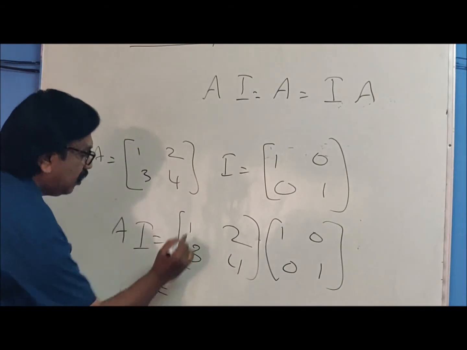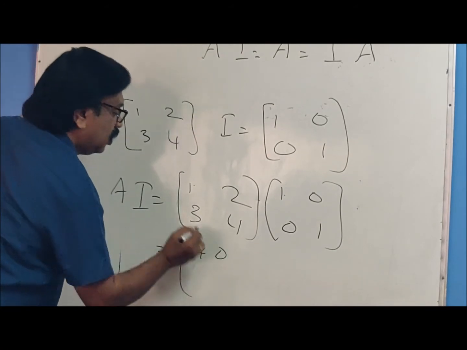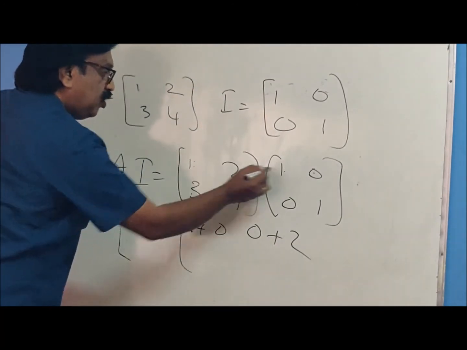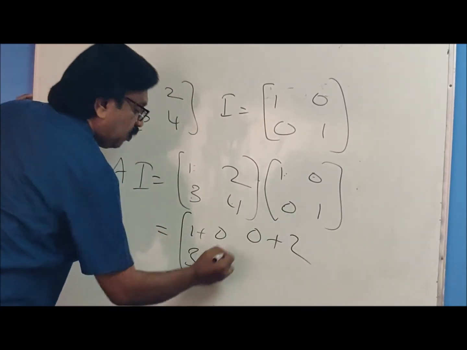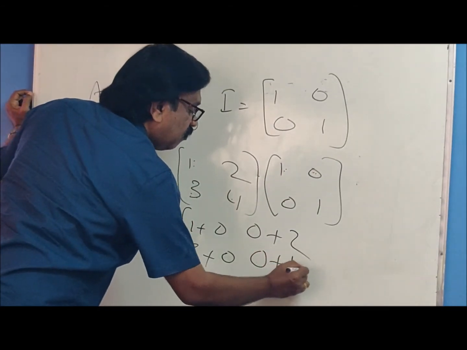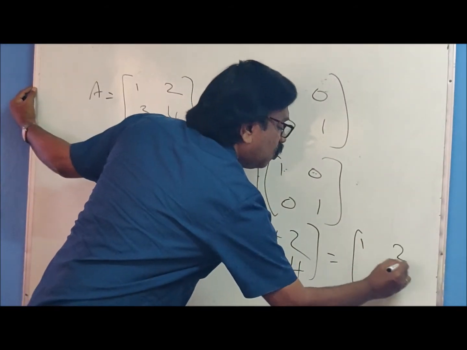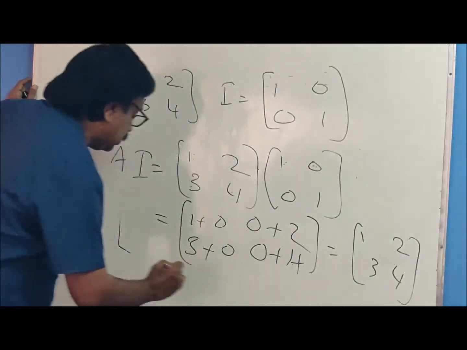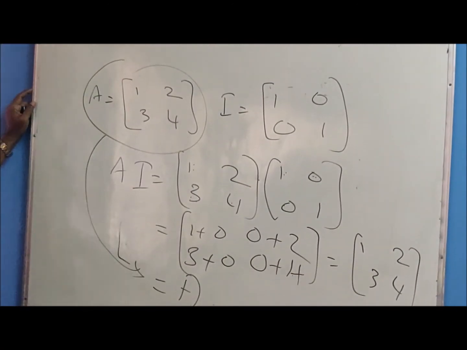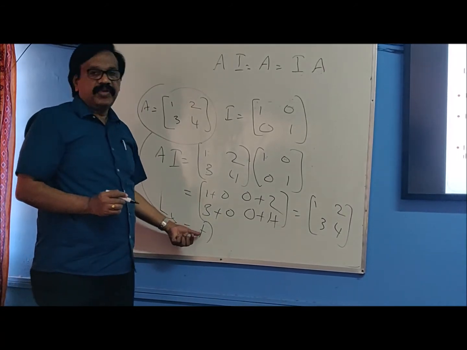You multiply. How can we multiply? 1 into 1, 1, plus 2 into 0, 0. 1 into 0, 0, plus 2 into 1, 2. Then 3 into 1, 3, plus 4 into 0, 0. Then 3 into 0, 0, plus 4 into 1, 4. That is, we are getting the matrix 1, 2, 3, 4. It is the same as the matrix A. It means if you multiply any matrix with the identity matrix, we get the same matrix.